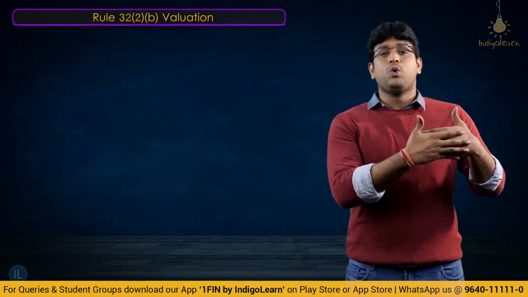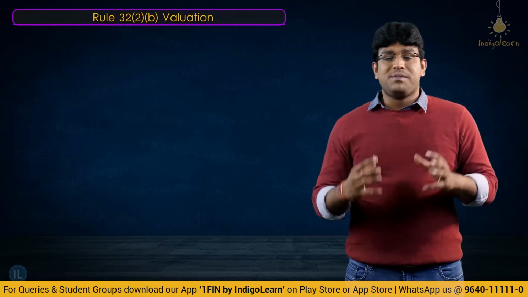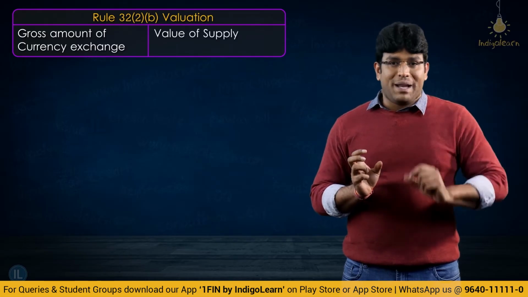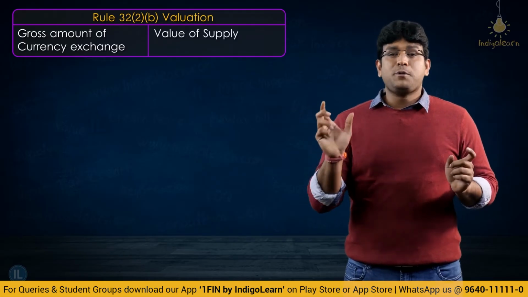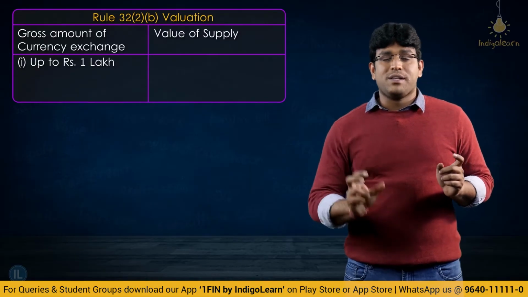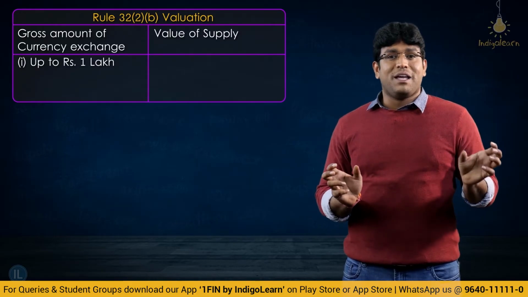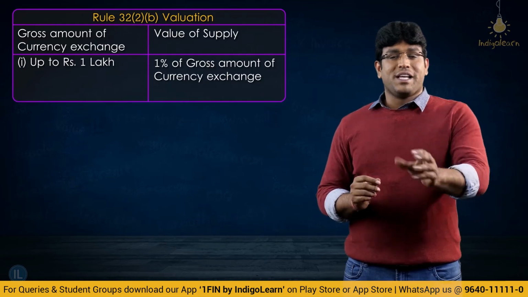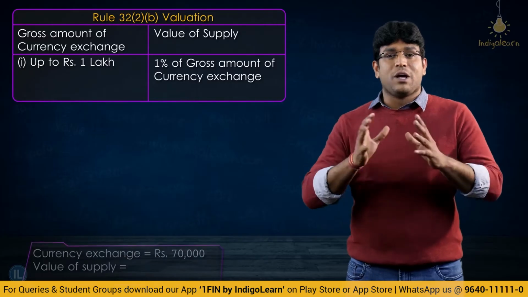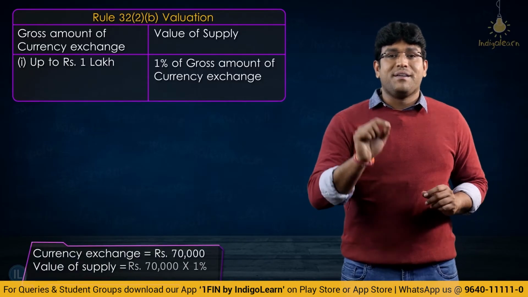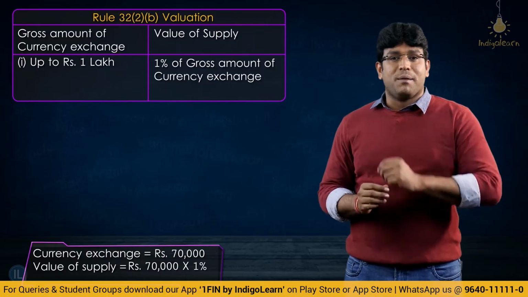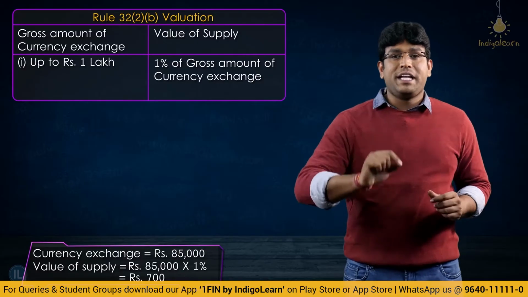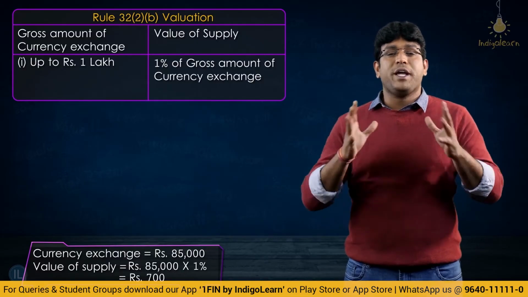Listen, Rule 32.2b valuation. I'll take two columns here. Number 1, gross amount of currency exchange. Number 2, value of supply. Listen, first, up to 1 lakh. If the currency exchange value is up to 1 lakh, then value of supply will be 1% of gross amount of currency exchanged. For example, let's say currency exchange is 70,000 rupees. Then value of supply will be 70,000 rupees into 1%, which will come to 700. And let's say if currency exchange is 85,000 rupees, 85,000 into 1% will come to 850 rupees.